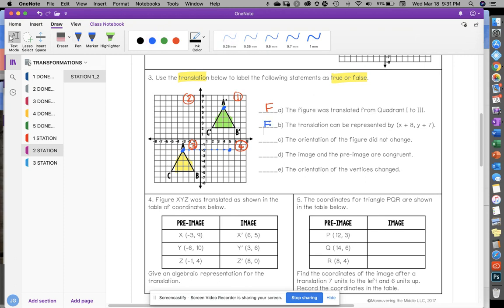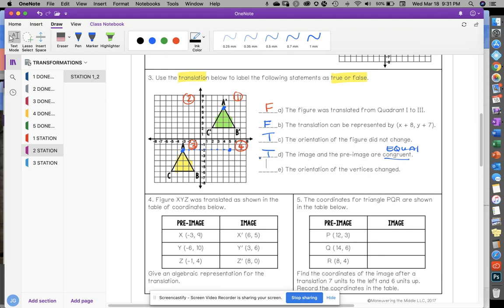C, the orientation or the direction of the figure did not change. No, the direction did not change. I still have ACB and I still have ACB. So that is a true statement. D, the image, that's this one, and the pre-image, that's this one, are congruent. Congruent means equal or same. And that is a true statement. The size did not change. Nothing changed about it at all. It literally just slid around.